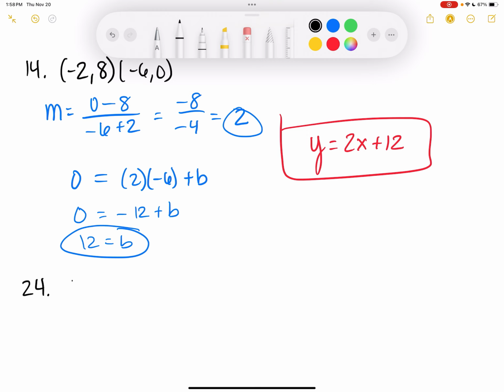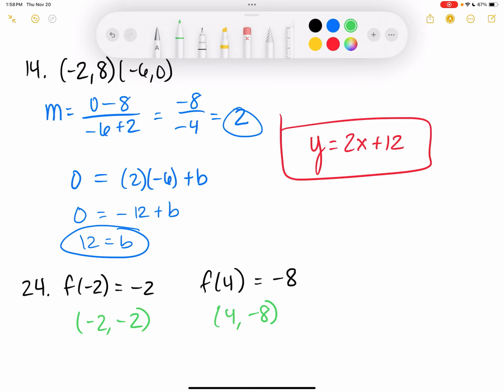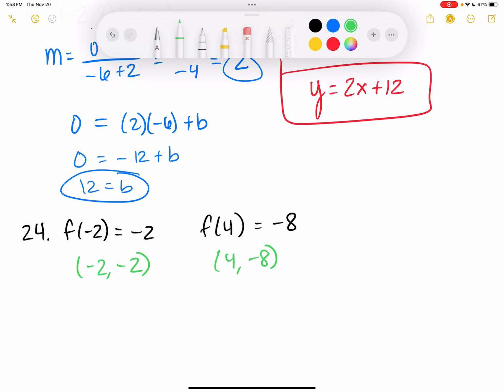So 24, f(-2) is equal to -2, and f(4) is equal to -8. So first thing I would do is rewrite these as an ordered pair. So (-2, -2), and then (4, -8). So remember, f of whatever is the x value, and then what it's equal to is your y value.